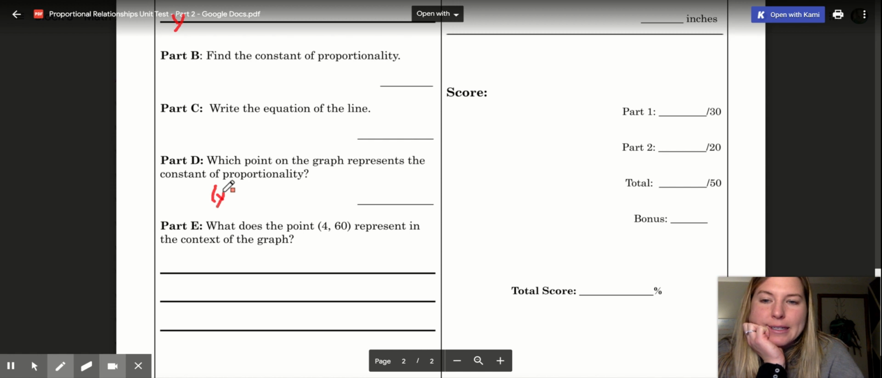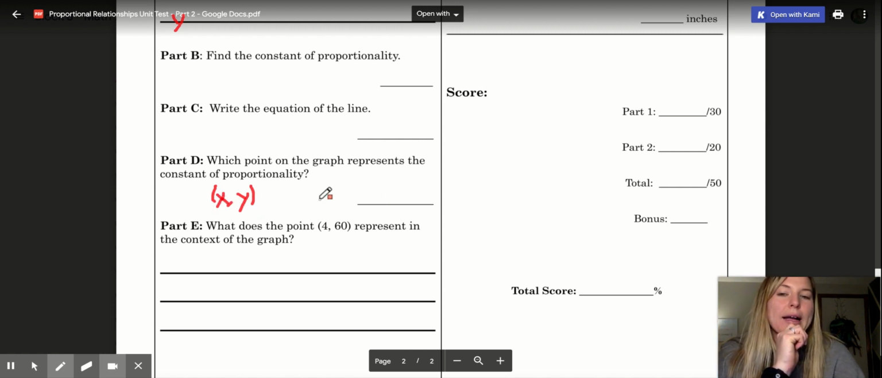You're not writing exactly like me. Sorry, let me fix that. That's an X. So this is how you have to write the point. So whichever point you choose, you're writing it X first and then Y.